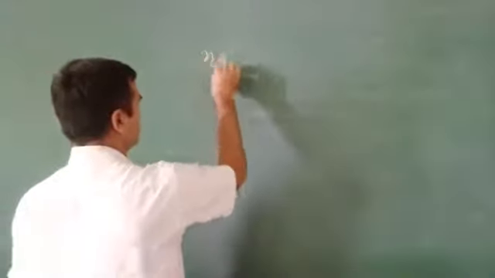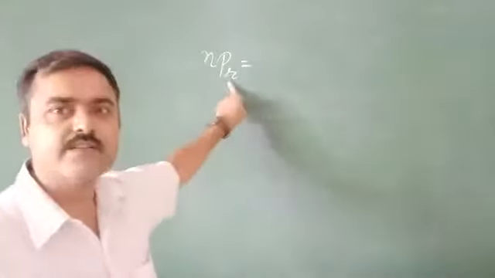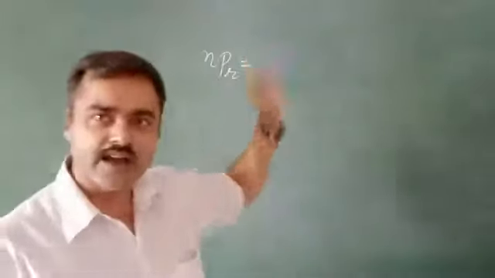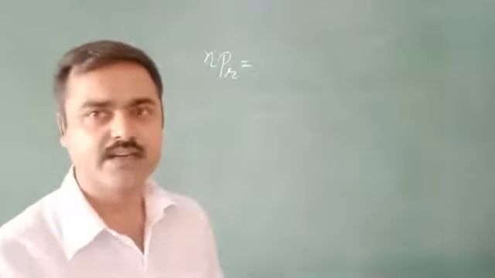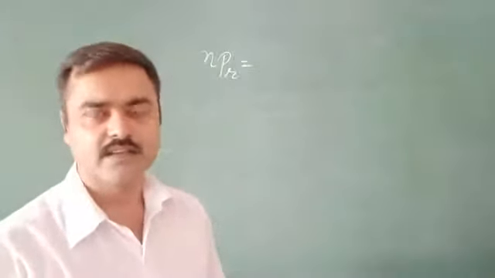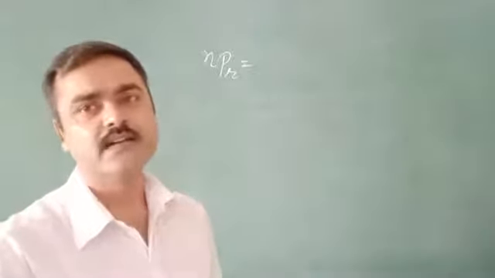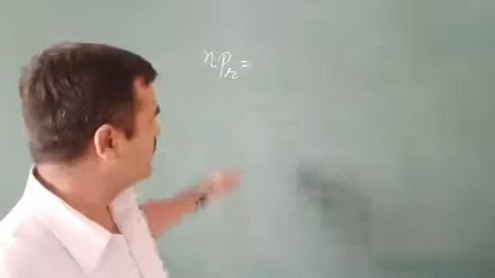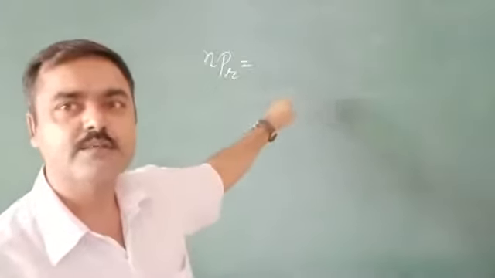And this can be written as nPr. This is a permutation of r objects out of n objects. This is an arrangement, and the order is most important, meaning order is necessary. If the order is not important, then that will be a combination, or you can say a collection or selection. But if the order is required, then that is permutation.